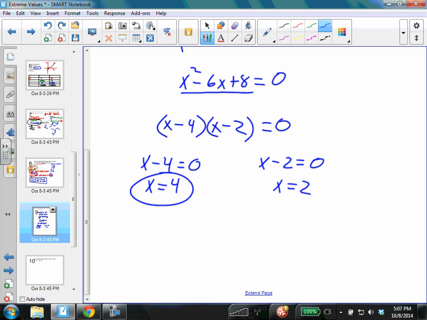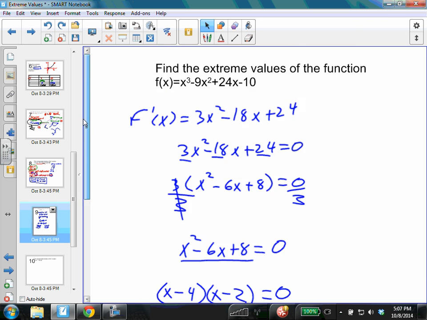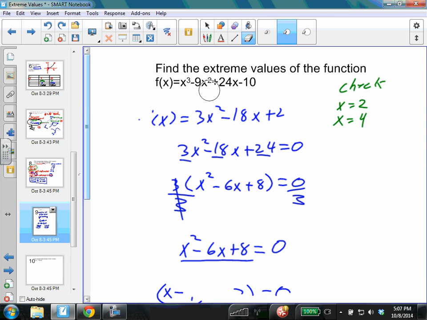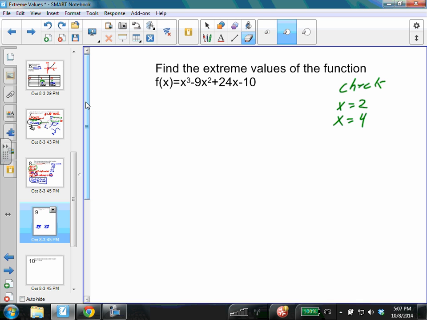So these are the points I need to check. Remember, these aren't my extreme values. There's nothing extreme about having a 4 for your x value, right? But they're where really big or really small y values could happen. So I'm going to come up here and put check. And I got 2 spots, x equals 2 and x equals 4. Other than that, I'm going to get rid of some of this other stuff on here. And now I want to find out about their y values.